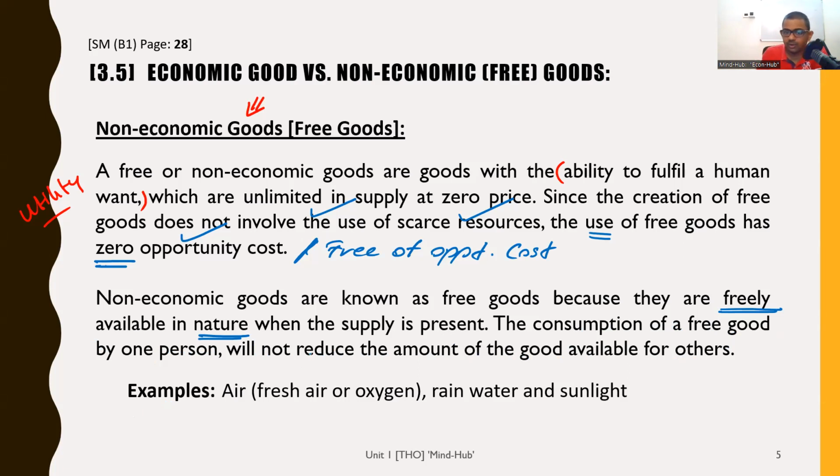So in a very easy way we can say free goods have perfect collective consumption. Perfect meaning fully. Collective consumption. Collective, together. All of us can consume at the same time. Sometimes later on you will hear this word called non-rival in consumption. Non-rival, no competition in consumption. All of us can consume at the same time when it comes to free or non-economic goods.